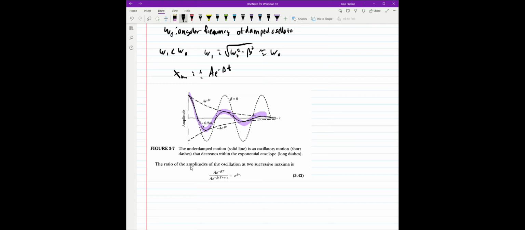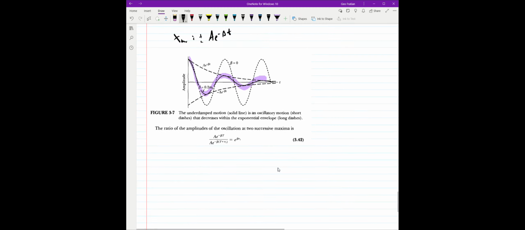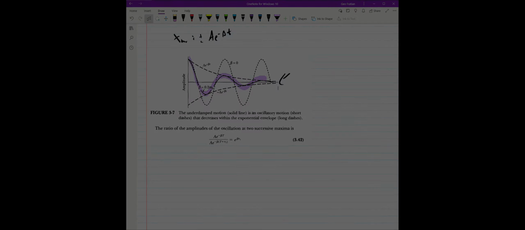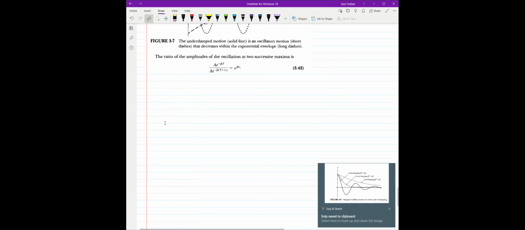Now we can find the ratio of the amplitudes of the oscillations by this equation here, where T is the period, the time between a pair of maximums. And beta T is known as the logarithmic decrement of the motion. Not super important. What's important is that you realize that your signal gets attenuated like this. Before we go to critically damped and overdamped, I do want to show this one picture because I think it's really cool, just so you can get an intuition of what's really happening.